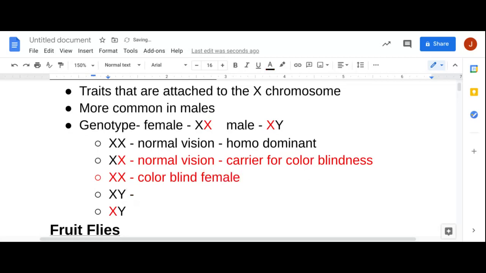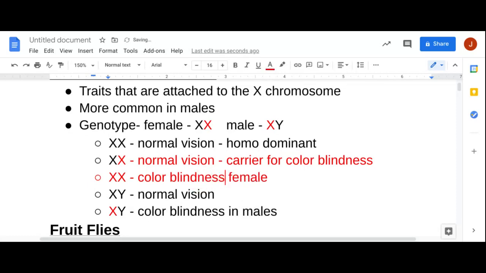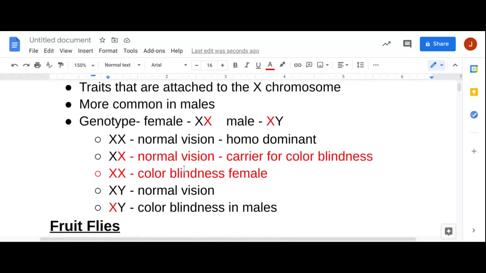Now, males, on the other hand, can either have normal vision or they can be colorblind. This is because they can't be a carrier. They only have it or they don't have it. So that is how sex-linked inheritance works. So I'm going to use 2 examples that go with sex-linked traits.